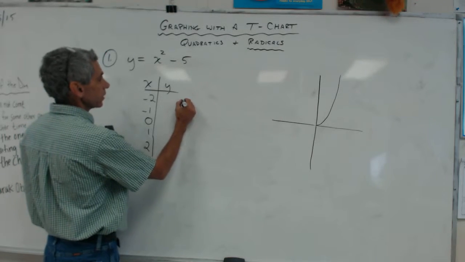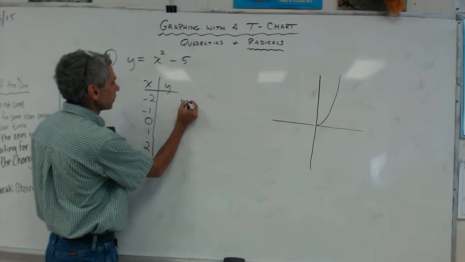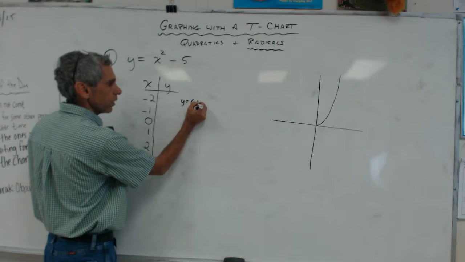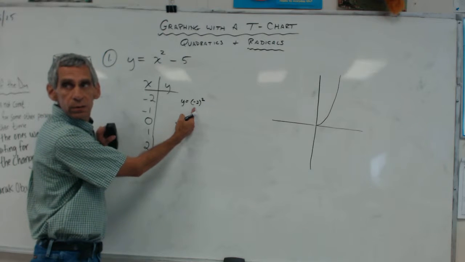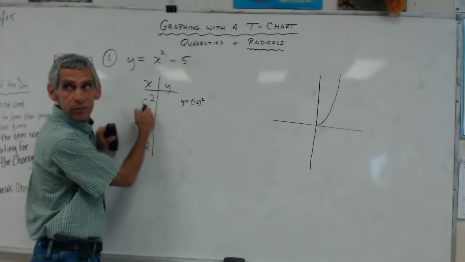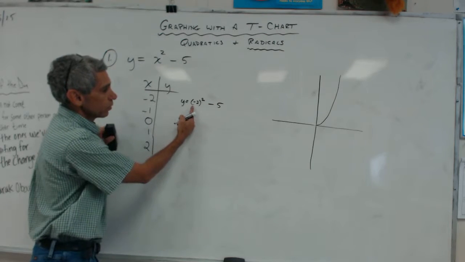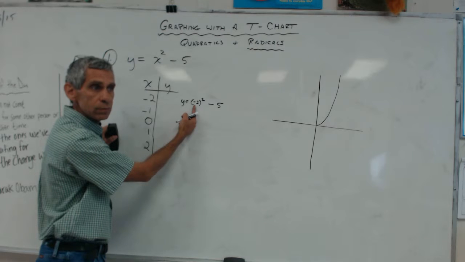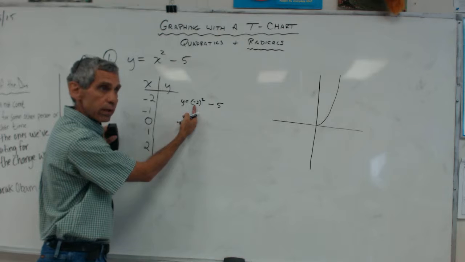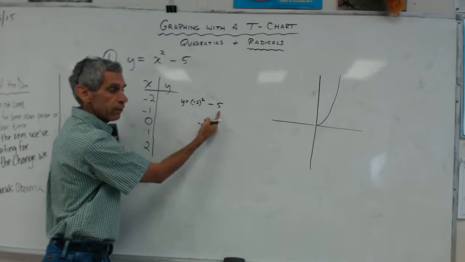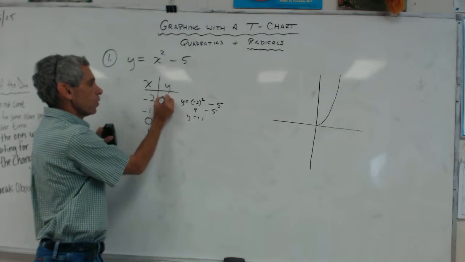While you're getting used to it, just write it like this. y is equal to negative 2 squared. Notice I put the negative 2 inside the parentheses, because the square also affects the negative. It's negative 2 times negative 2, minus 5. Negative 2 times negative 2 is positive 4. What's 4 minus 5? It's negative 1. So I'm going to put that right here.